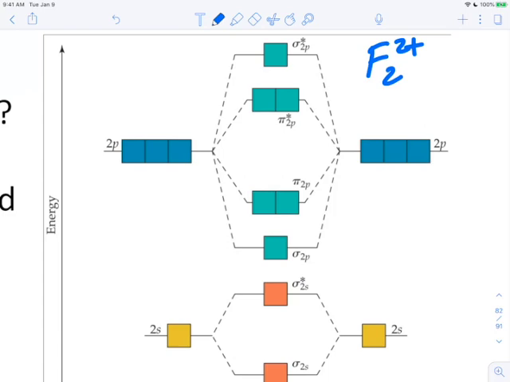Jordan, I think you like these MO diagrams. Aw, I do too, Jordan. What's not to love about MO diagrams in science?